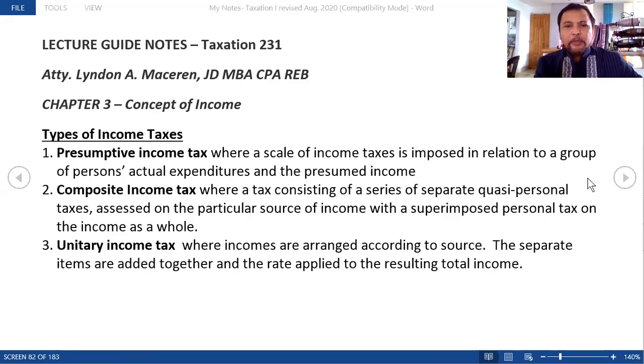Welcome back. We are now in Chapter 3, this concept of income. We'll now start our discussion with the different types of income taxes. First, there is the Presumptive Income Tax.